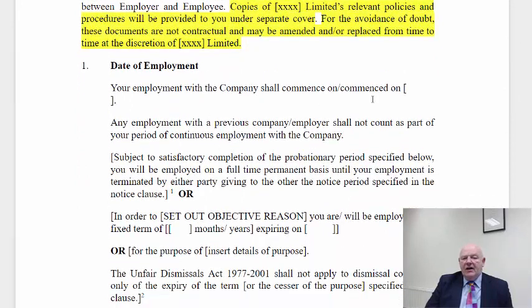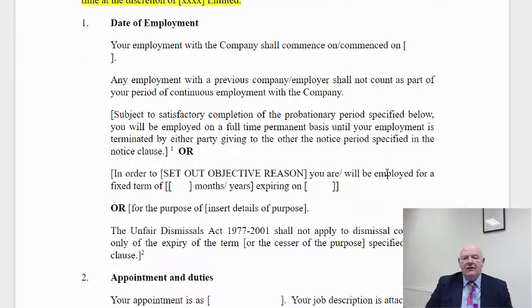So the date of employment then, that's going to be here. If the employee has started already, you're going to put in the proper commencement date of the employment. If the employee is going to start with you in the next week or month or so, then obviously you put in the correct date as well.